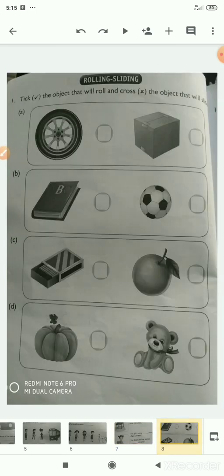Here we have page number 12. In this page we have to talk about rolling and sliding. We have so many things around us which can roll and which can slide. So there is a difference between rolling and sliding.